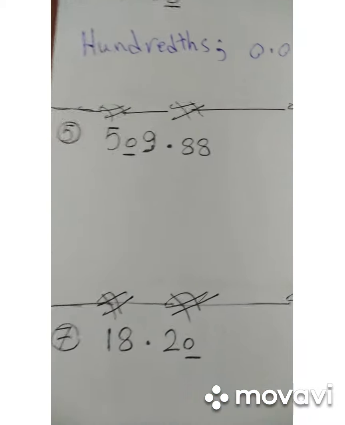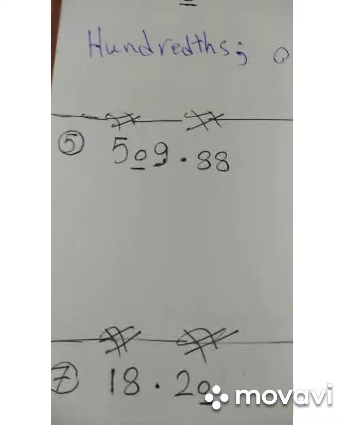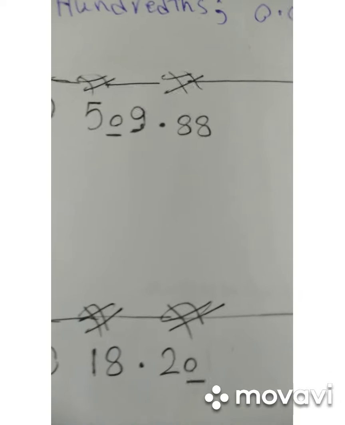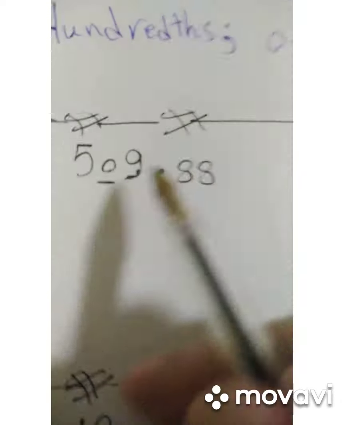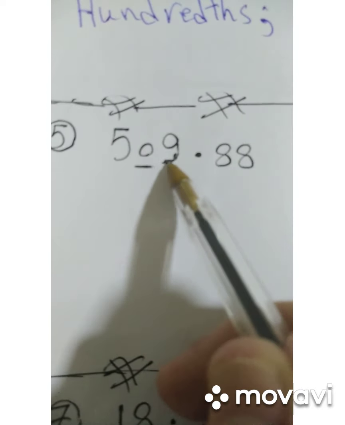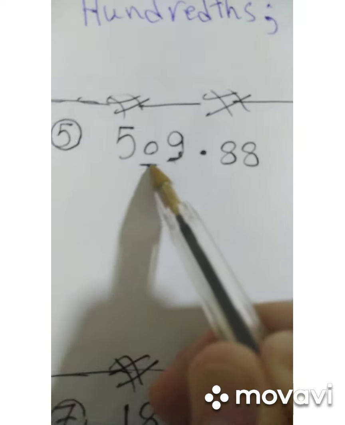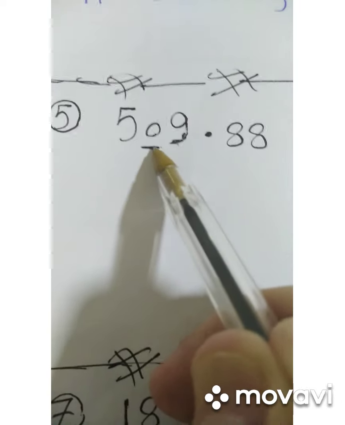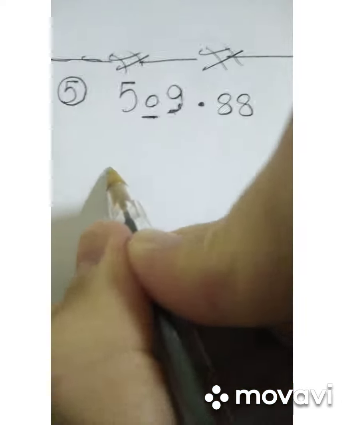Number 5: 509 and 88 hundredths. The underlined digit is 0. What is this place name now? Ones, tens. So the place of 0 is tens. Write tens.